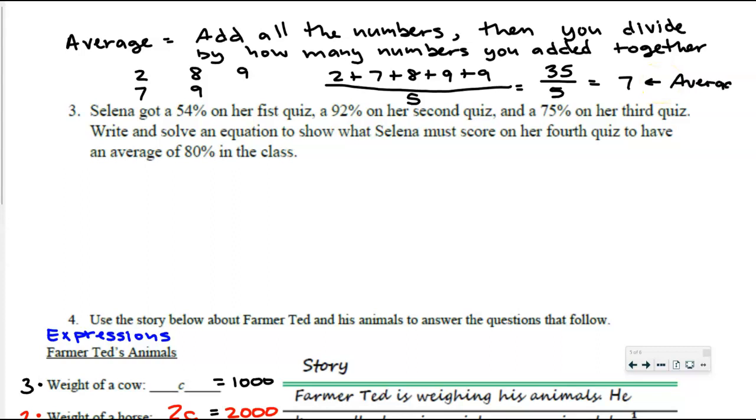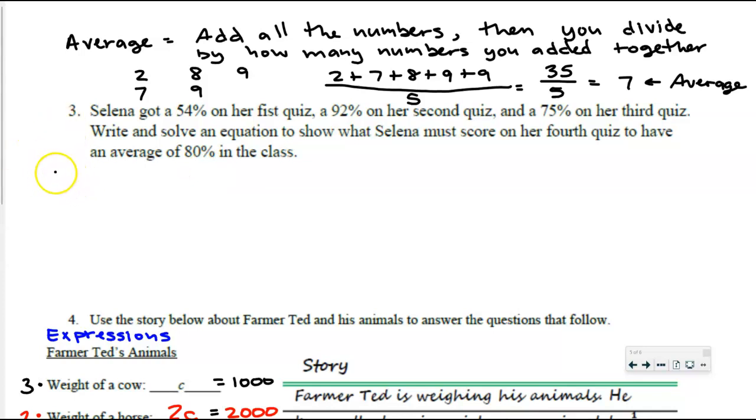Now we know how to find an average, but let's read question number 3, because in question number 3, I am not asking for the average. I'm giving you the average. I'm asking something else. So let's read it carefully so we understand what we're asking. Selena got a 54% on her first quiz, a 92% on her second quiz, and a 75% on her third quiz. Write and solve an equation to show what Selena must score on her fourth quiz so that she has an average of 80% in the class.